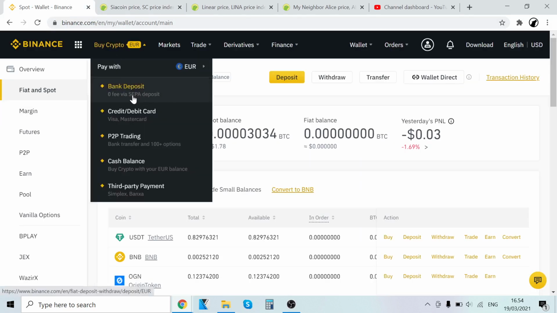Then you have 5 options. You have bank deposit, credit and debit card, P2P trading, cash balance, and third-party payment by Simplex and banks. Out of these 5, I have used bank deposit, credit and debit card, and third-party by Simplex. You can use any of these.